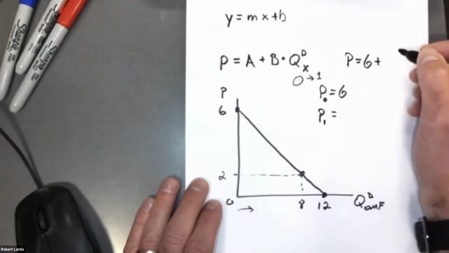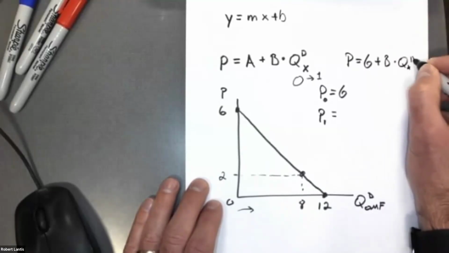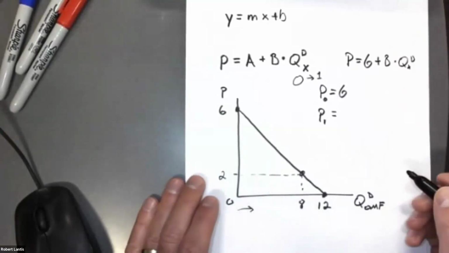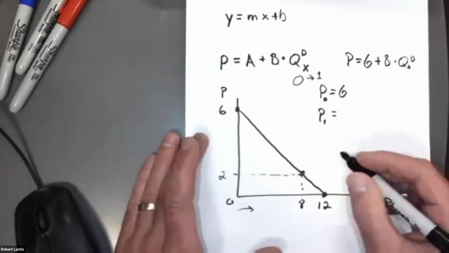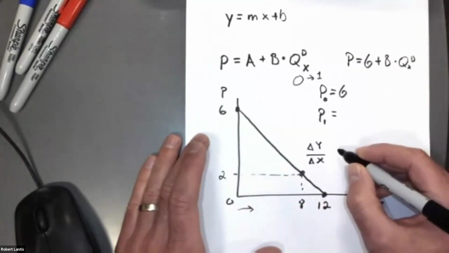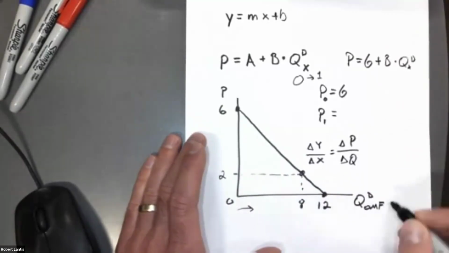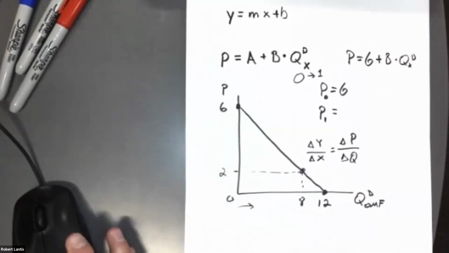plus whatever the slope is times 1, since this is going up by 1, going from 0 to 1. So what is the slope of this curve? Once again, change in y over change in x is how we find slope. So this is just going to be the change in the price over the change in quantity of that good.